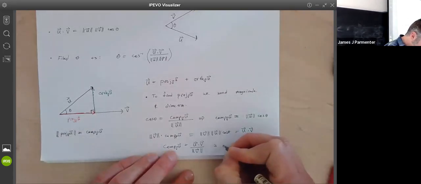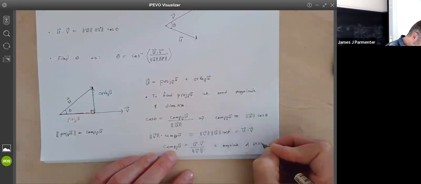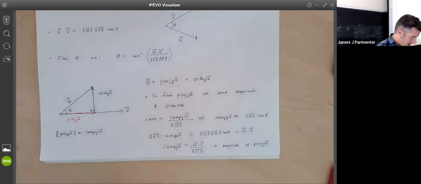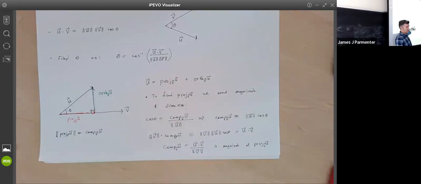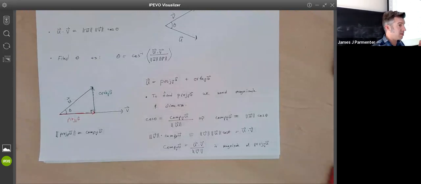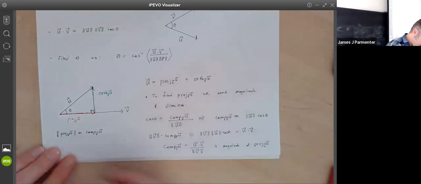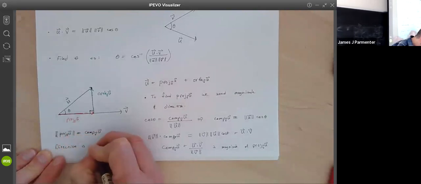So this is the magnitude of the projection of u in the v direction. And then the direction is actually really easy. What direction is this vector pointing in? Well, it's pointing in the same direction as v. So what we're going to do is take this length and multiply it by the direction. But we have to remember that when you want to multiply by a direction vector, you want a direction vector of length 1. So the direction that we want is v divided by the magnitude of v.